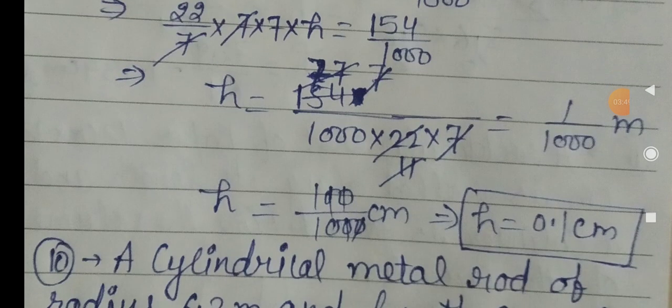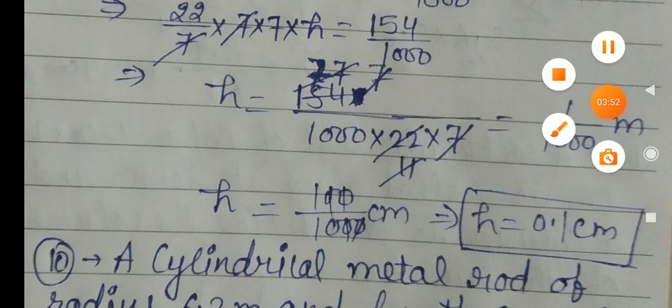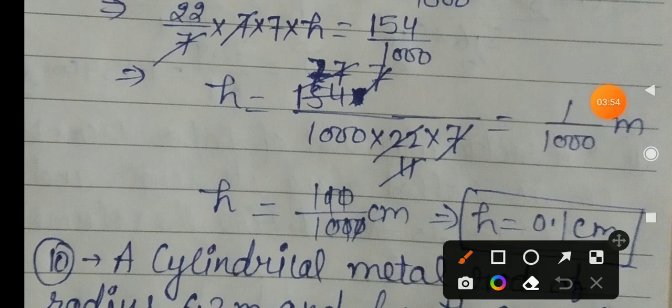Now, for finding the value of h, you cut the 7 with 7, and then this 22 and this 7 go to the other side and convert into division. So h is 154 upon 1000 into 22 into 7. You cut 22 with 154 and get 7, and 7 cut with 7, and then you get 1 upon 1000 meter. This is the height of the water.